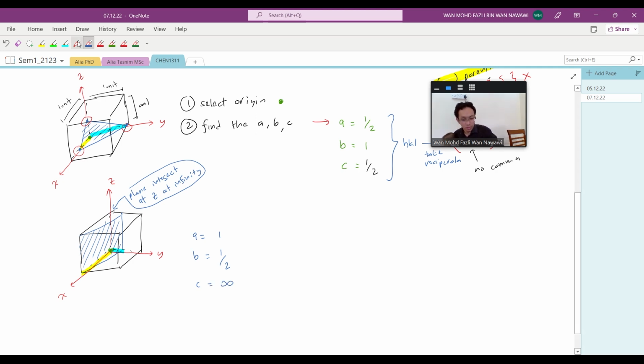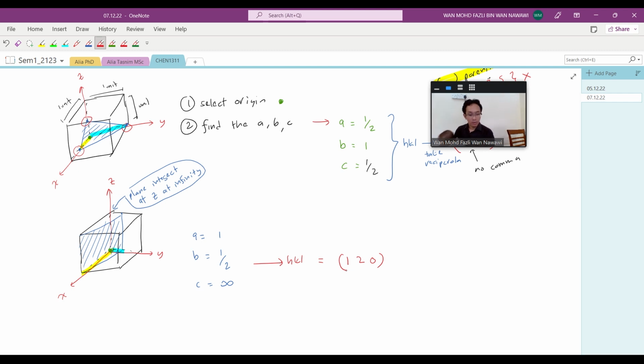Now when you have all these, we take the reciprocal, the HKL. The reciprocal: 1/1 is 1, 1/half is 2, and 1/infinity is 0. So you get (1 0 2). That's how you describe a plane that doesn't intersect one of the axes.